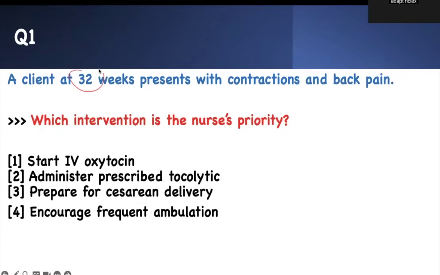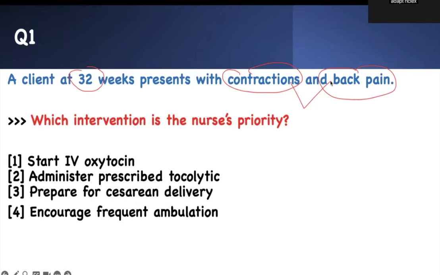What is the buzzword? We have the 32 weeks. What is she doing? Contraction and back pain. Something should be ringing in your ear right now. If you don't connect the dots, you're going to get it wrong. This patient is having contraction and back pain. She's 32 weeks. Classify them. Put her in the situation. What is the problem?